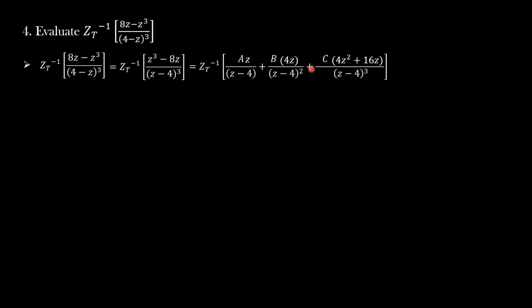into n². Therefore, inverse z transform of (8z - z³)/(4 - z)³ becomes a·4^n + b·4^n·n + c·4^n·n². Now we have to find a, b and c values.